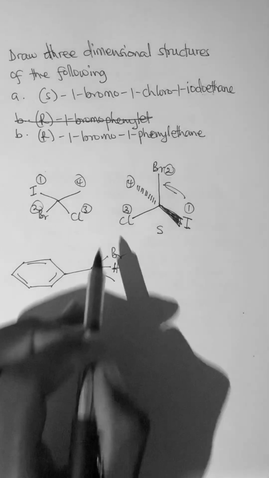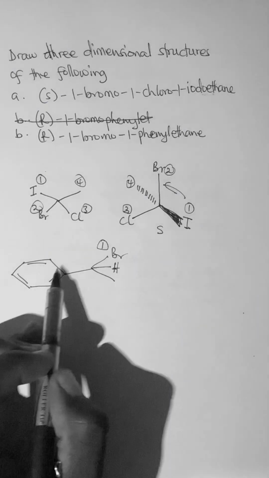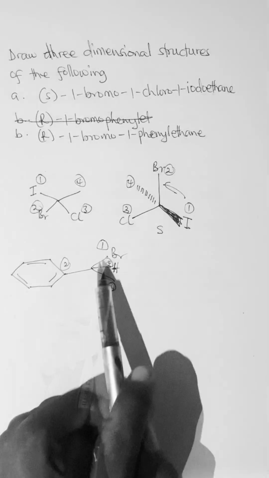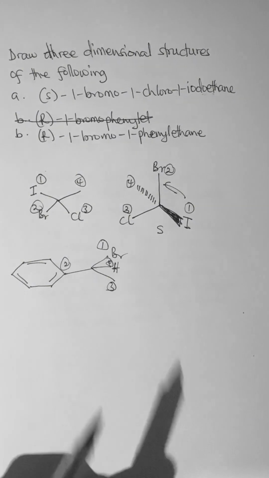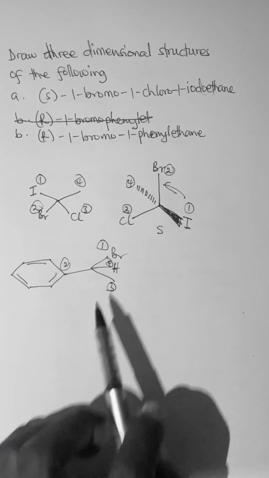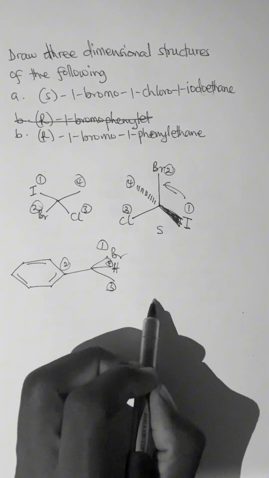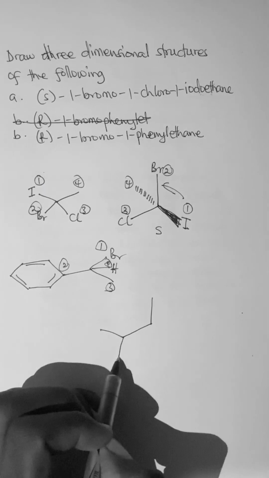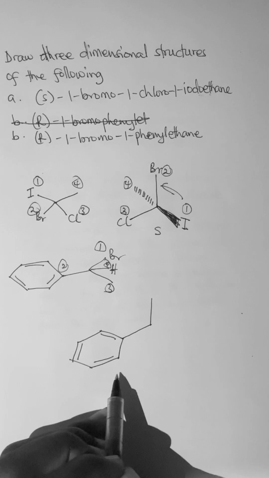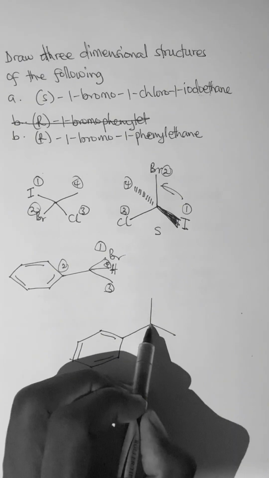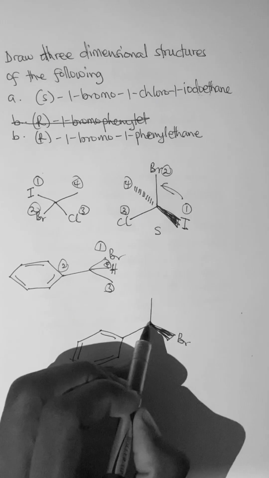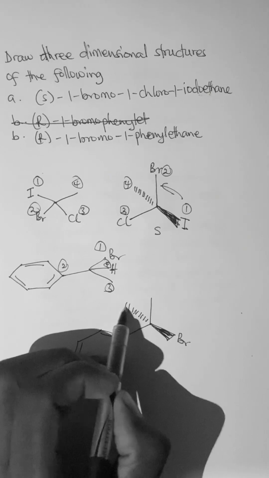Now let's assign priority. So bromine is the one with the highest priority, followed by the phenyl group. So this is 2, and then the methyl is number 3, and so the proton will be on the dash bond. So let's put the phenyl group and then the methyl group in the plane of the molecule. So this is the phenyl group now, and then let's put the bromine on the wedge bond. So this is bromine, and then let's put the proton on the dash bond. So this is a proton.